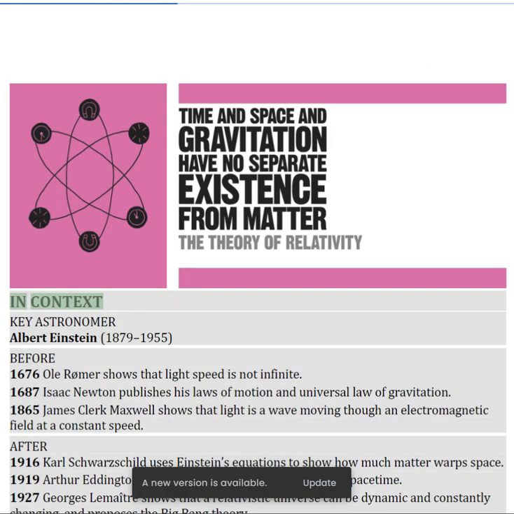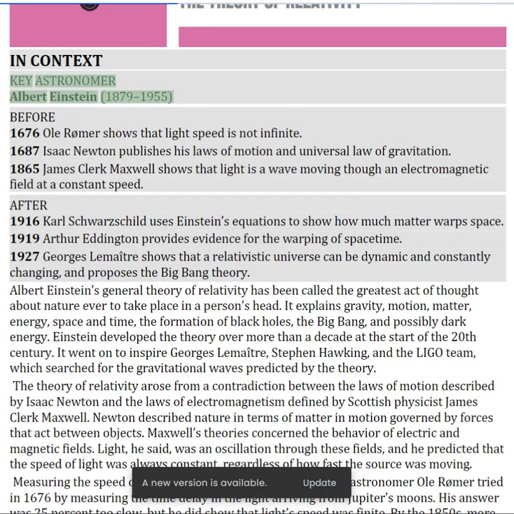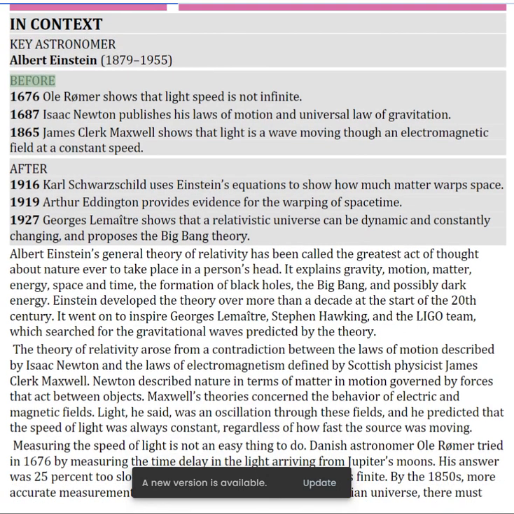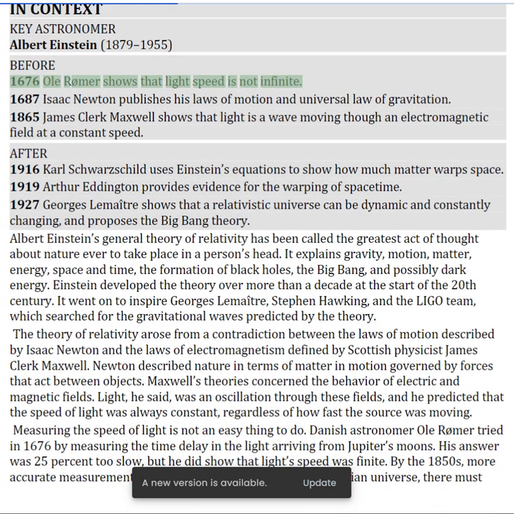In context. Key astronomer: Albert Einstein. Before 1676: Ole Romer shows that light speed is not infinite.